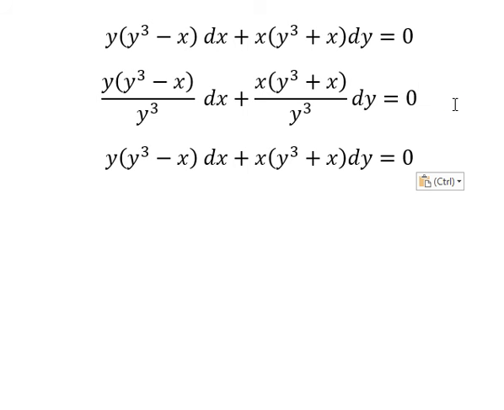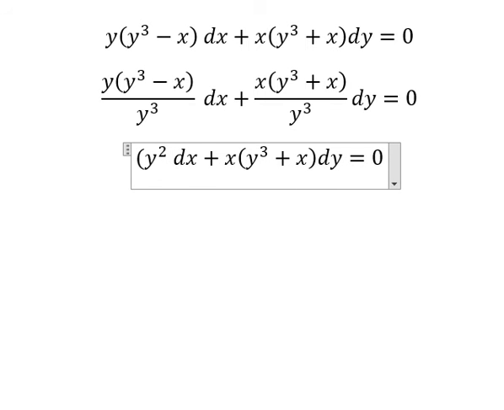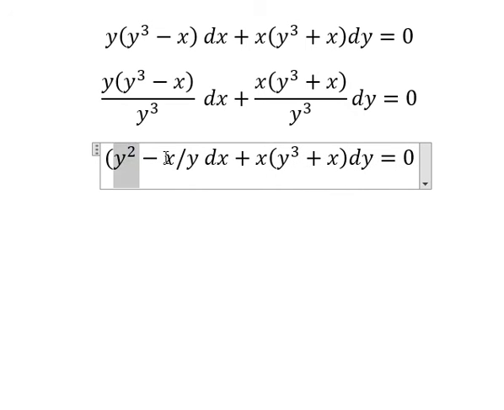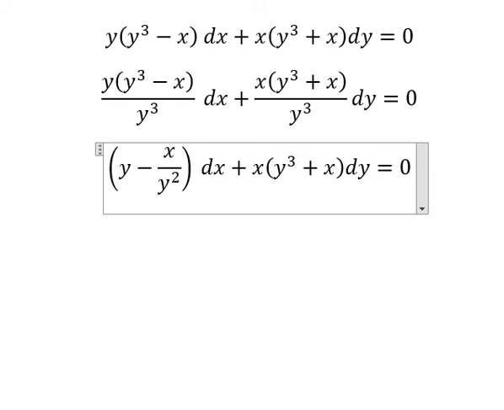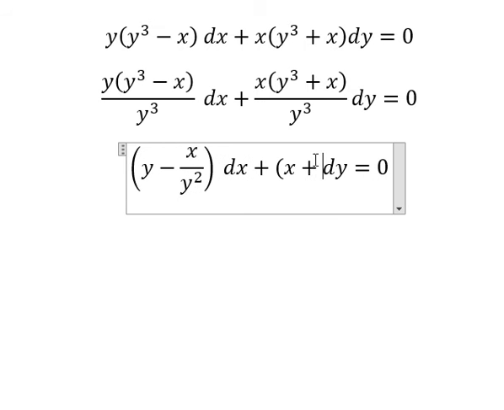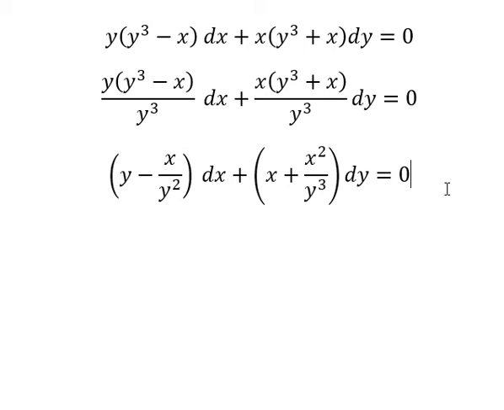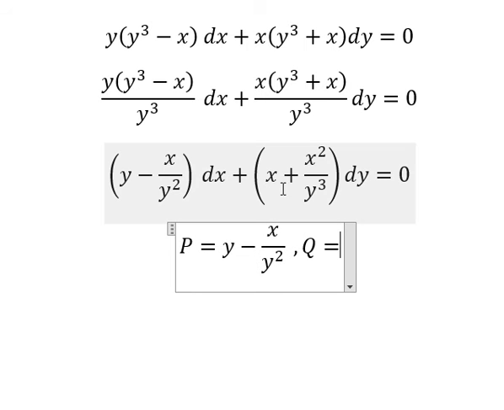Now we simplify and we will have y squared minus s over y squared. About this one, we will have s plus s squared over y to the power of 3. Next, I will put p equals to this one and q equals to this one.